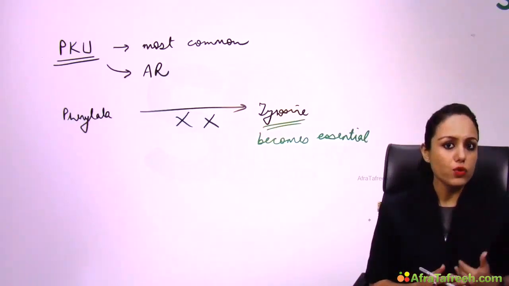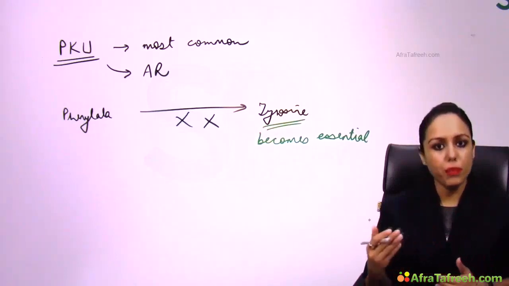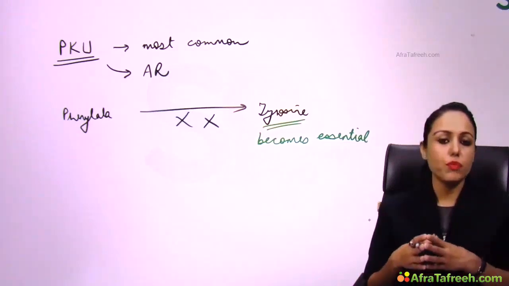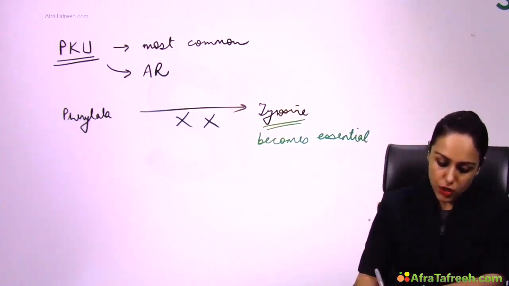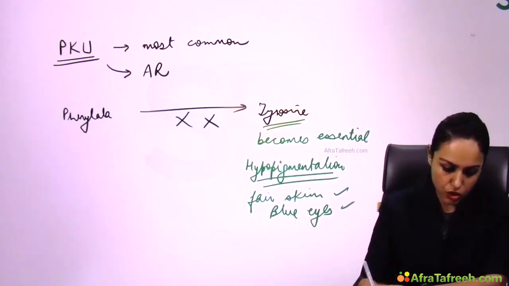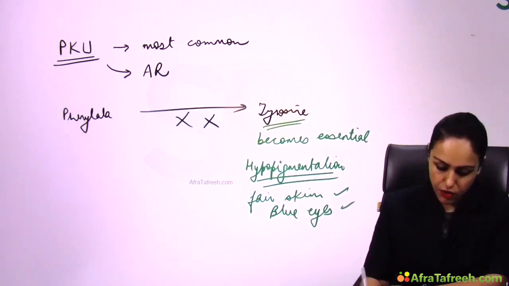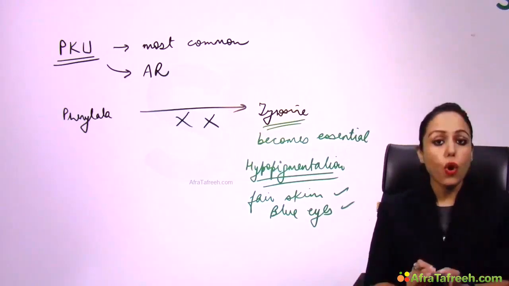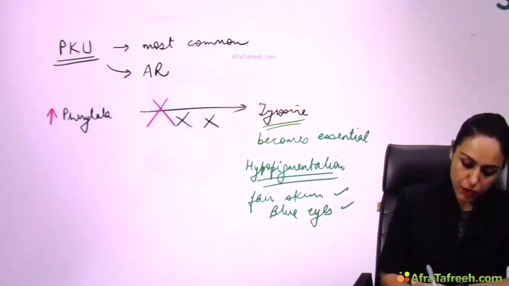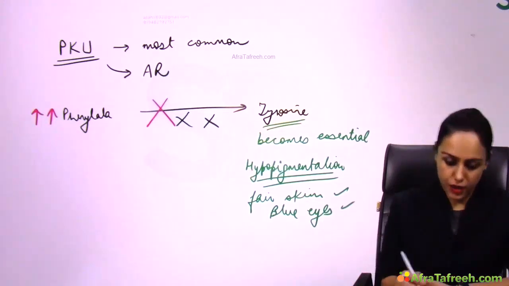And you know that tyrosine will form the pigment melanin, and when tyrosine is not getting formed in this patient, then pigment melanin is not formed. So these patients also have hypopigmentation, that is, these patients have fair skin and blue eyes, right? Also, phenylalanine is getting accumulated because this step is not occurring. So the substrate accumulates, phenylalanine accumulates.